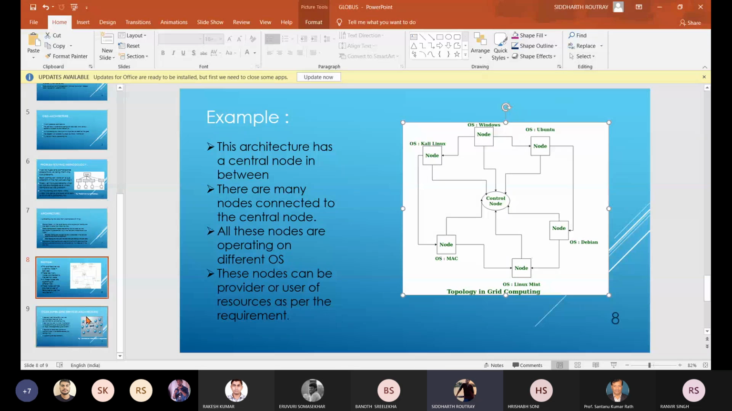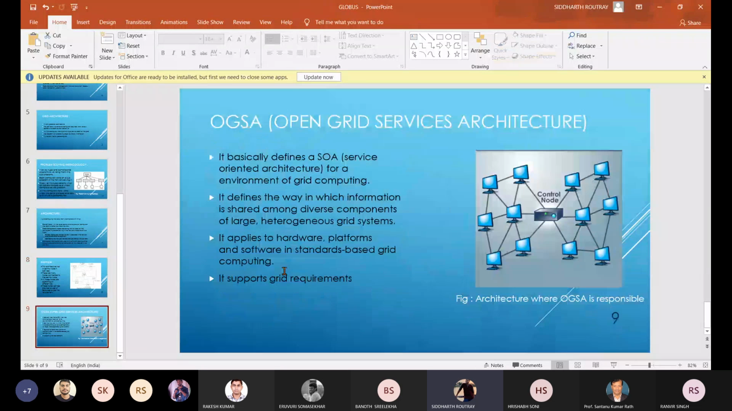Okay, so this is all about grid computing, how grid architecture is implemented by grid computing, and how Globus, the one that sits above all, uses these kinds of services. Now finally we'll talk about one last thing, that is OGSA, Open Grid Services Architecture. It basically defines a service oriented architecture for a grid computing environment. It defines the way in which computing is shared among diverse components of a large heterogeneous grid system. Why heterogeneous? Because all the computers can operate on different operating systems and different applications, and the task will still be carried out. That's why it is known as a heterogeneous grid system.